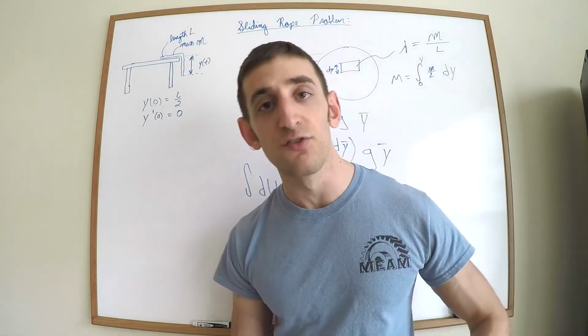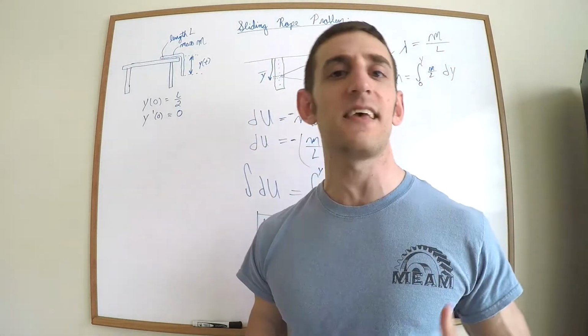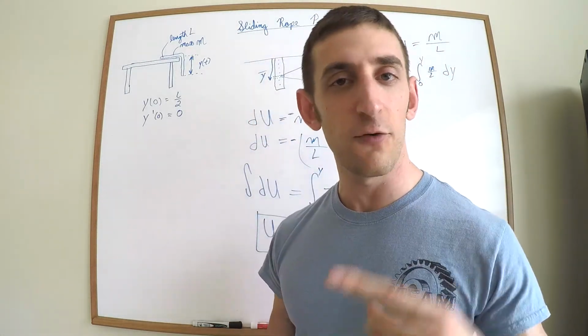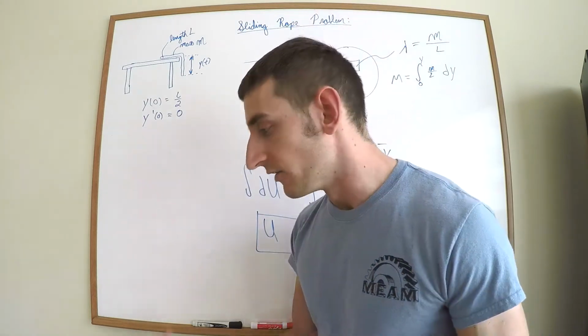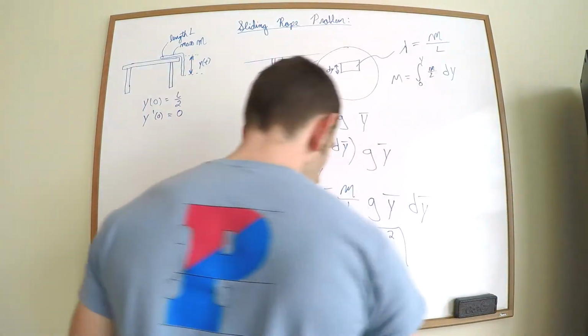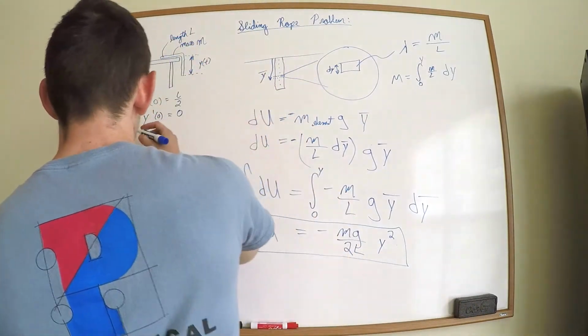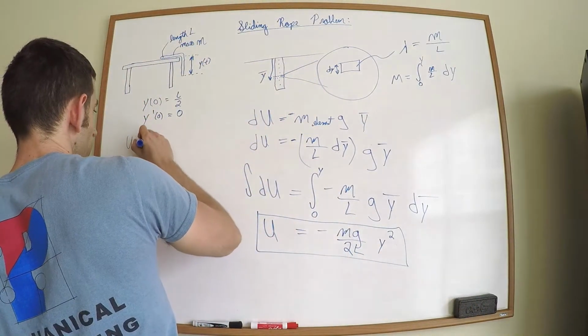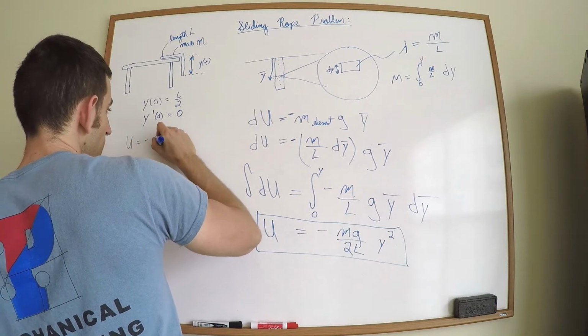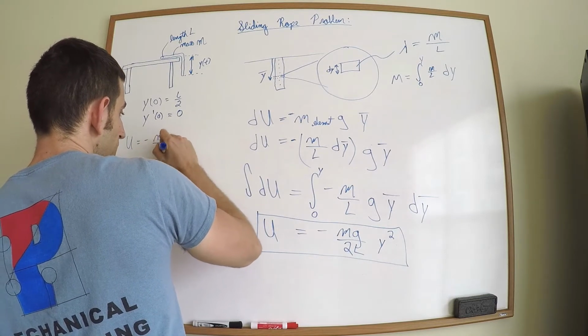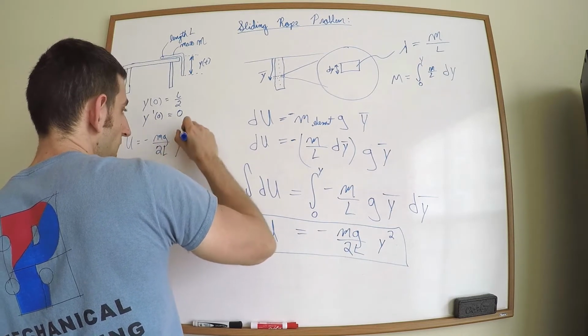See, you have to think through this. You got to use your wisdom. You got to use your experience. And I love that. It forces you to think. It forces you to be a physicist, right? So this is an excellent, excellent problem. So that's how you can get the potential energy. And I guess I'll write it right here on the side. So our U is going to be negative mg over 2L y squared.